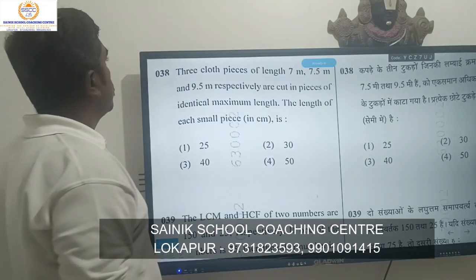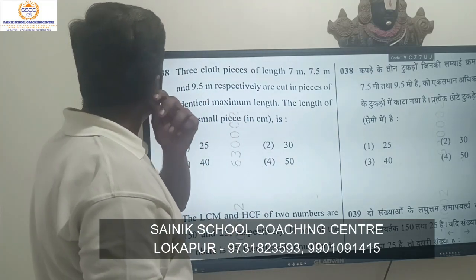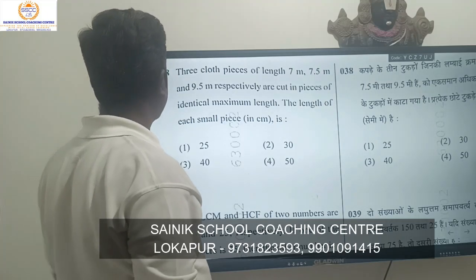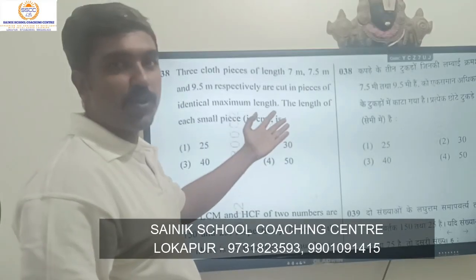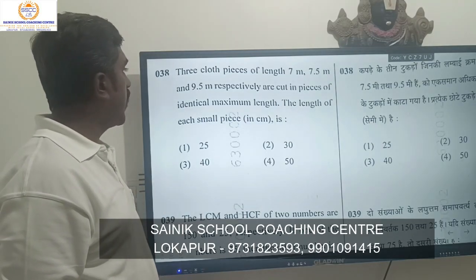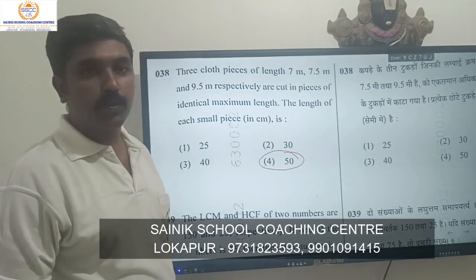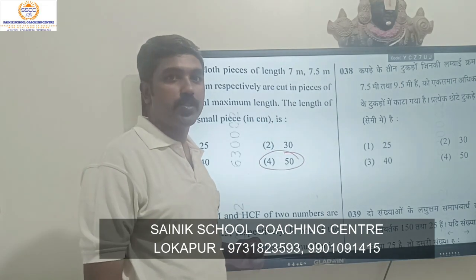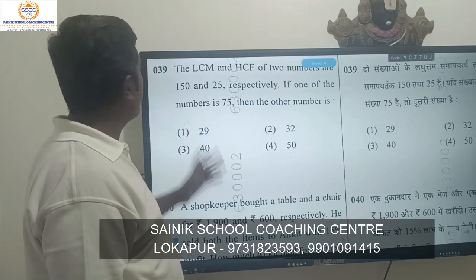Question number 38. 3 cloth pieces of length 7 meters, 7.5 meters and 9.5 meters respectively are cut into pieces of identical maximum length of each small piece. Clearly we know what we have to do. You have to find the HCF of 7, 7.5 and 9.5. If you take it, the answer will be option 4. We had already solved this problem with our students and the same problem has come up in this question paper. So the answer is 50.